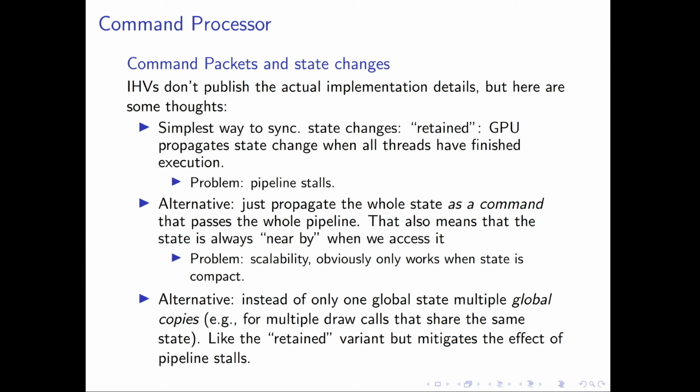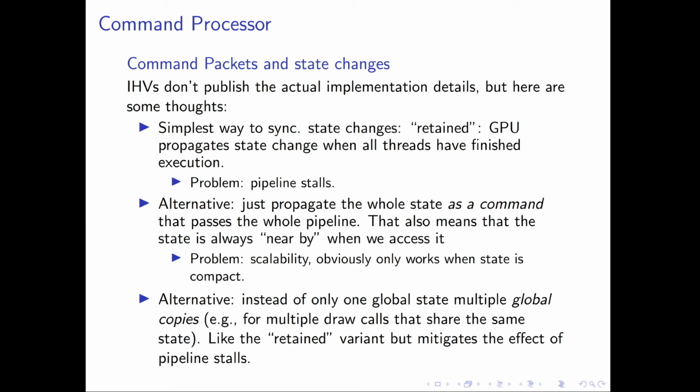In the very simplest way, we would have one global state like before, and the state would be shared. And then when we change the state, we would do that in a retained fashion. The GPU would just wait until all the commands are executed that use the state in its current form, and then would stall the pipeline, so it would make sure that no new commands enter the pipeline. When the pipeline is empty, the GPU would update the state, and then it would allow new commands to enter the pipeline. That is of course pretty problematic because the pipeline stalls. And it's quite obvious that on an architecture like a GPU, which is streamlined and massively parallel, we really don't want to have pipeline stalls.